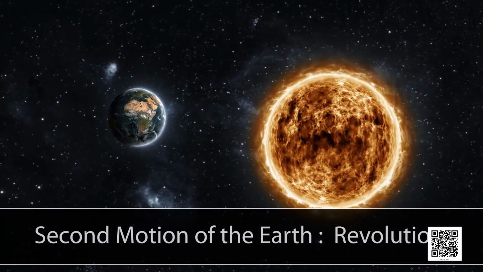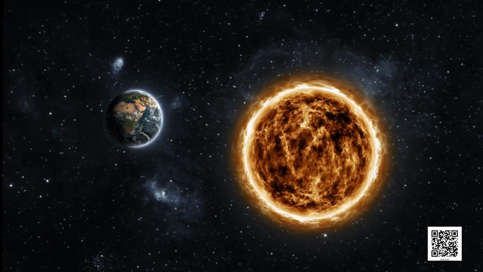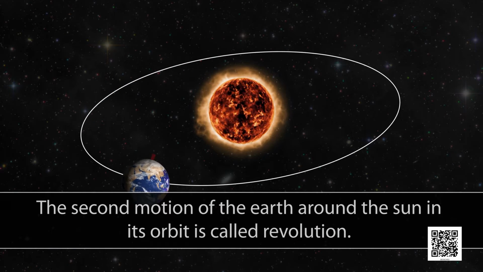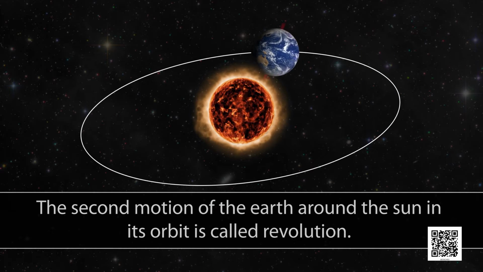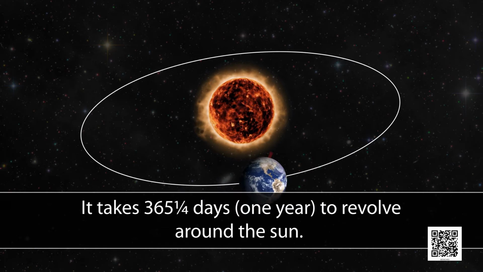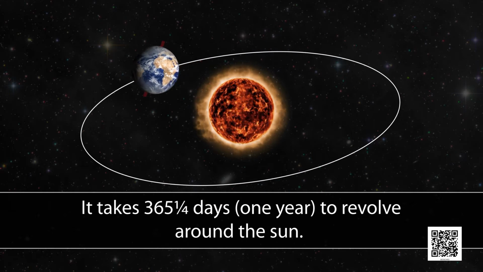Now the second motion of the Earth, revolution. The second motion of the Earth around the Sun in its orbit is called revolution. Students, it takes 365 and 1/4 days to revolve around the sun.